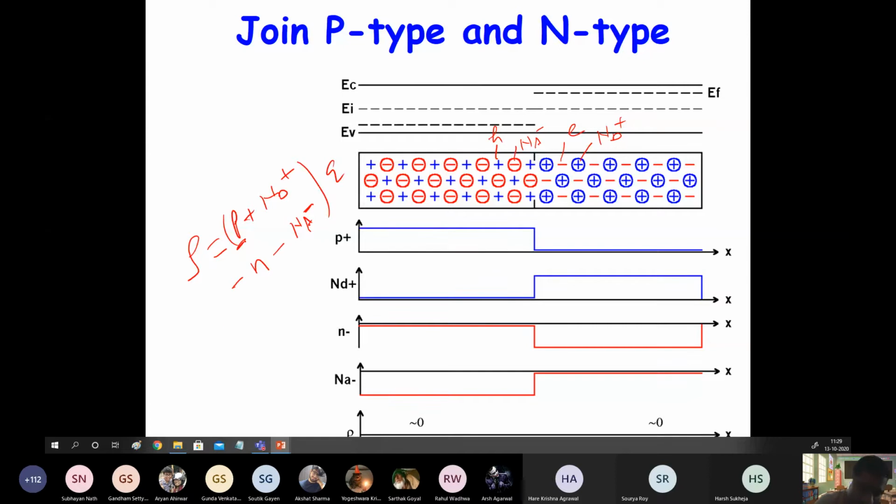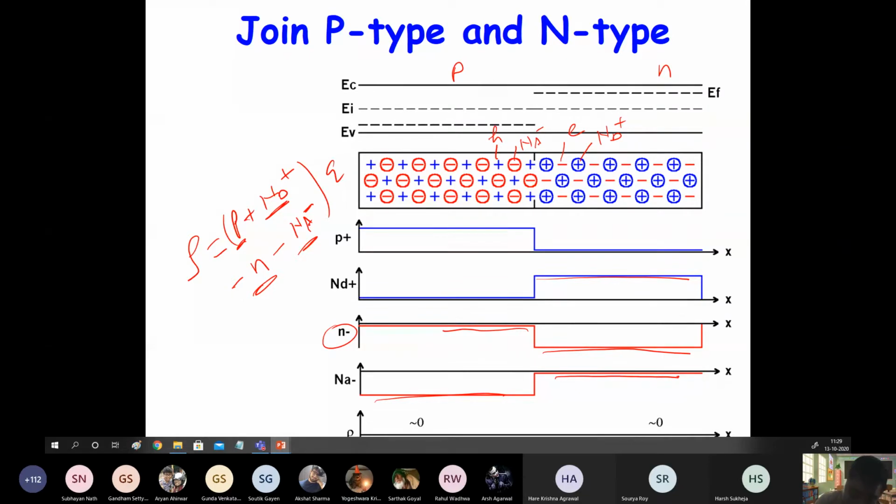If you want to find the number of holes, it will be large here, small here. The number of donors will be large here, small here. The number of electrons will be large here, small here. Now this is inverted because the charge is negative. The number of acceptor ions is large here, small here, or basically it is actually zero if it is only doped with donors. For the sake of illustration it is shown as a separate line, but it coincides with the axis.